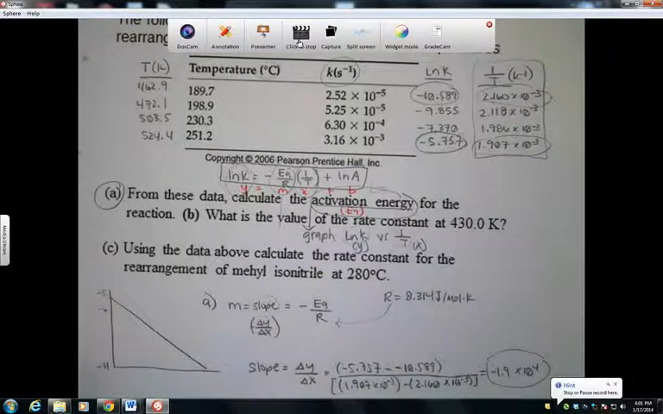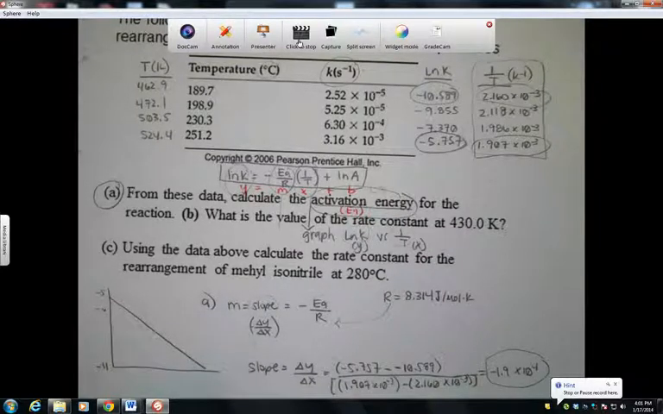Okay, B asks for the value of the rate constant at 430 degrees Kelvin. So part B, we know that we have a new temperature of 430 degrees Kelvin, and we want to know, what is it asking for? Sorry, the rate constant. Activation energy is not going to change, so it's going to be the same. That doesn't change with temperature.